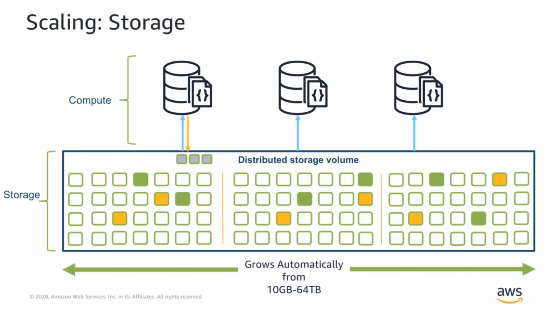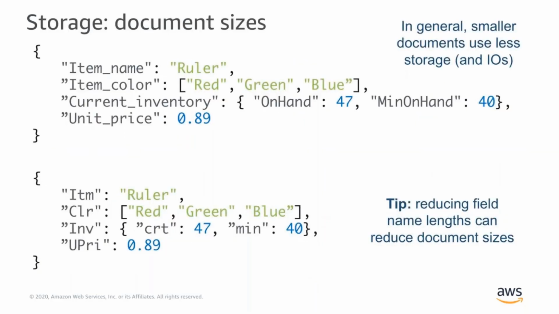And now I provisioned a whole bunch of IO that I know I'm not going to use. IO in DocumentDB is pay per use. Now, one of the things, and this depends on your workload, certainly, is how do we reduce storage size?